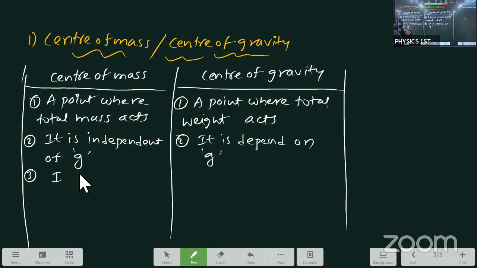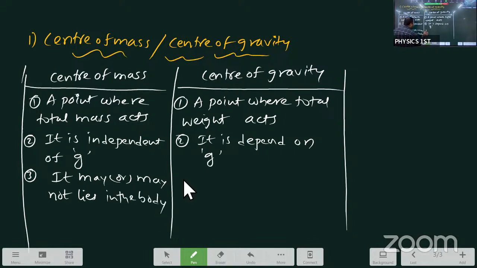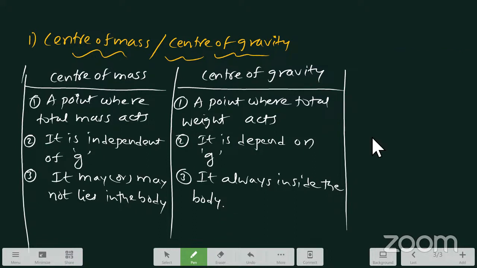Third one, it may or may not lie in the body. What about this one? It is always inside the body. What is the meaning for this one? Student, the best example is a ring. In a ring, the center of mass is not here, it is not on the boundaries. For example, take earth, center of mass like this. Meaning sometimes the center of mass is inside the body, sometimes outside the body, sometimes on the boundary.